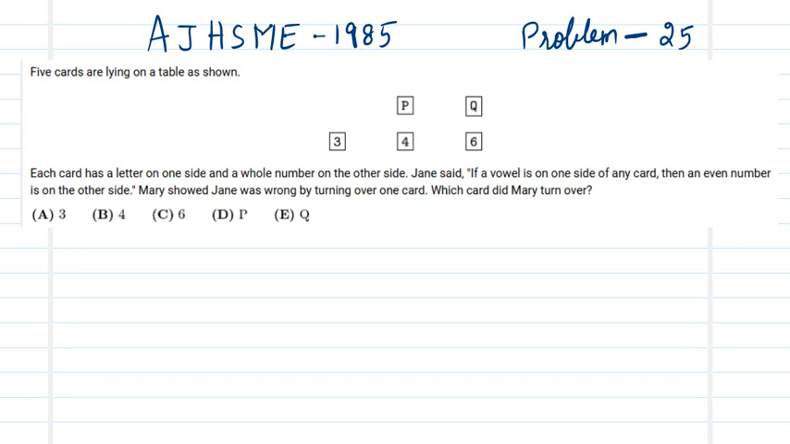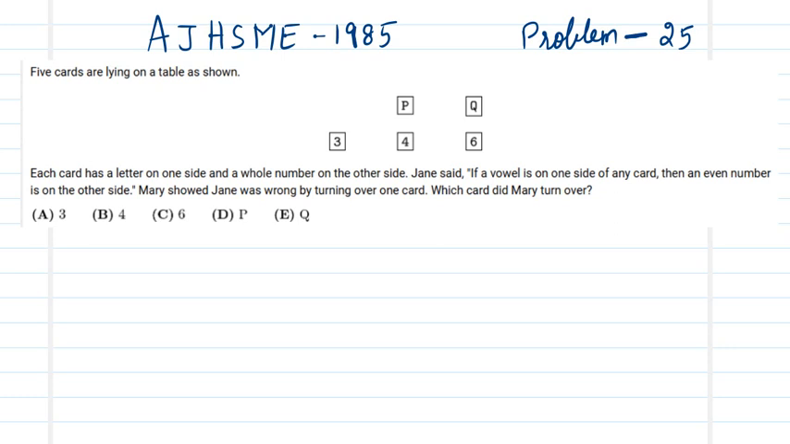This is a problem from the exam AJHSME from the year 1985. This is problem number 25. In this problem, we are given some cards which have the letters P and Q and the numbers 3, 4, and 6. Now the conditions are like this.